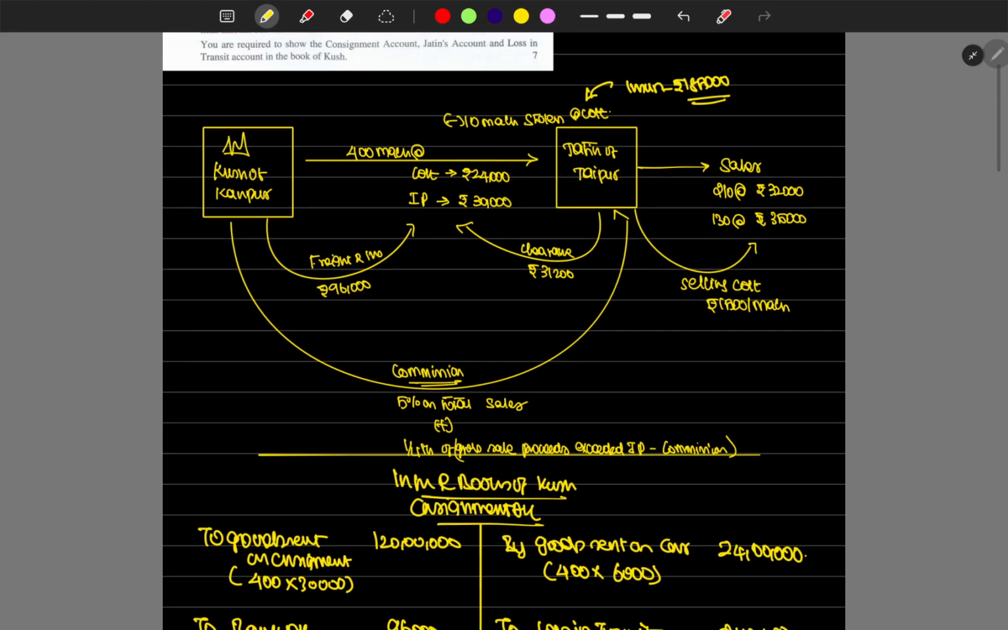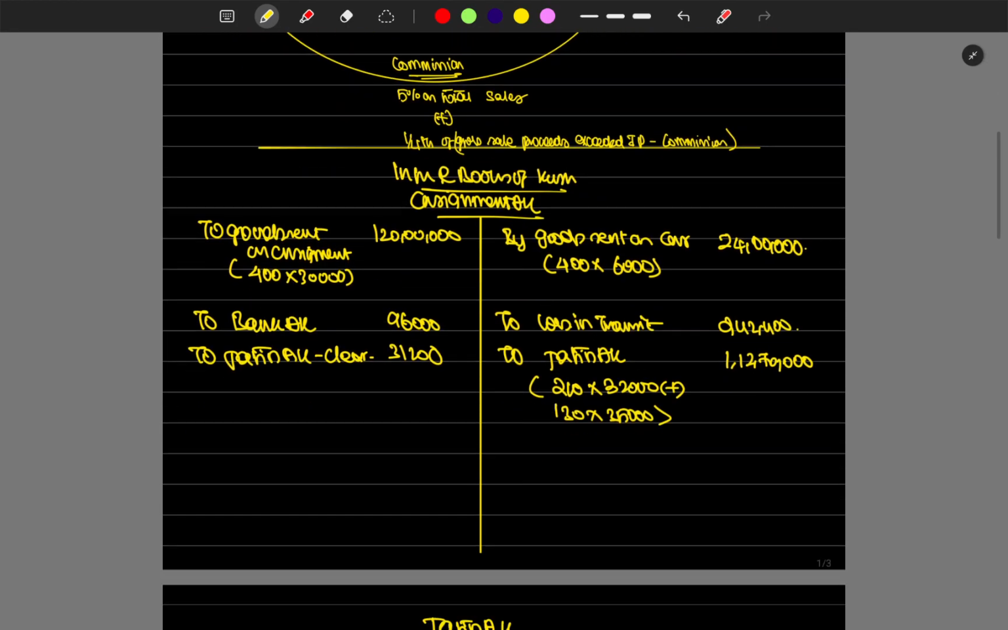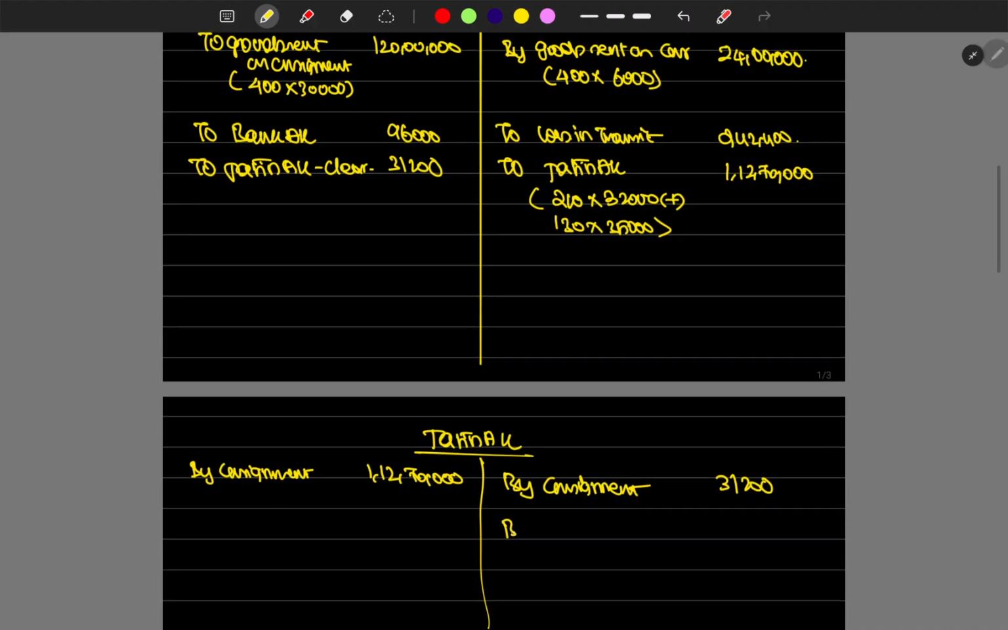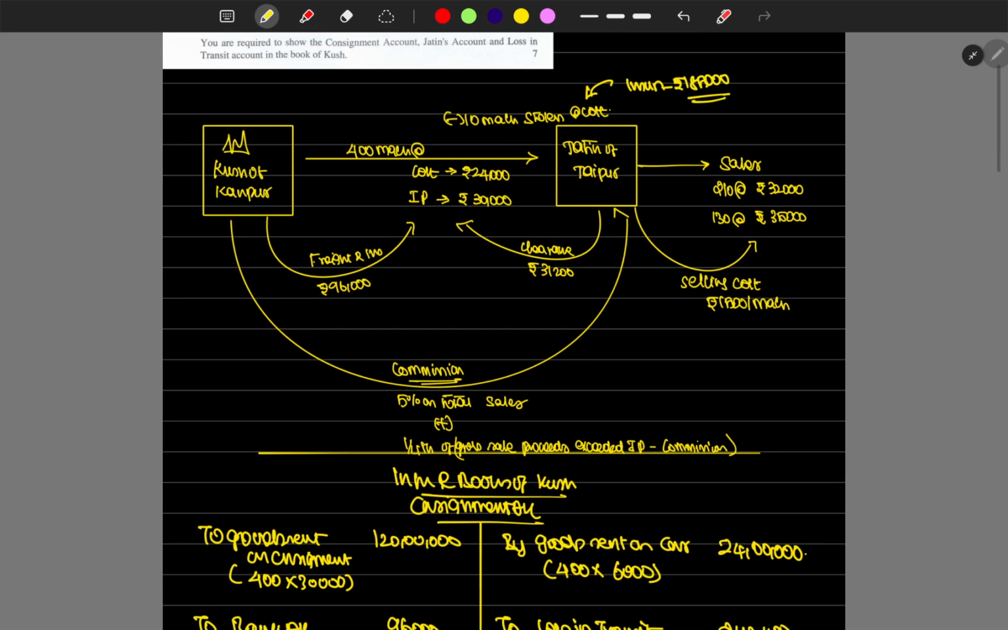Then Jatin has spent the selling cost of 1500 per machine. So Jatin has spent 1500, which is by consignment, 340 machines, per machine 1500. So how much? 340 into 1500, which is 5,10,000 to Jatin account, which is 5,10,000. Okay, then what else?